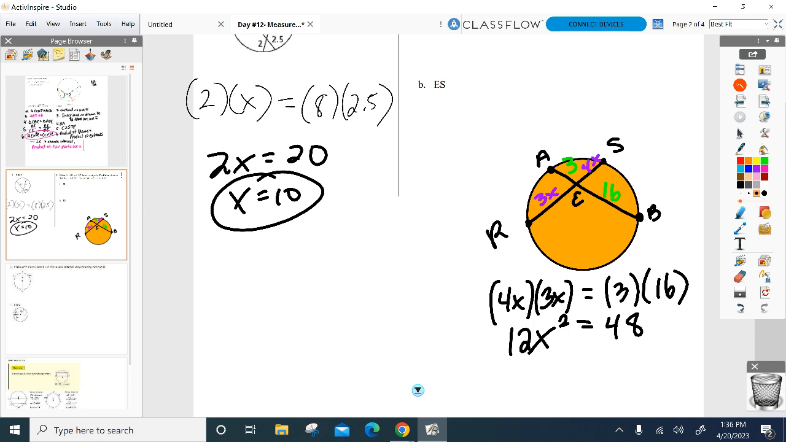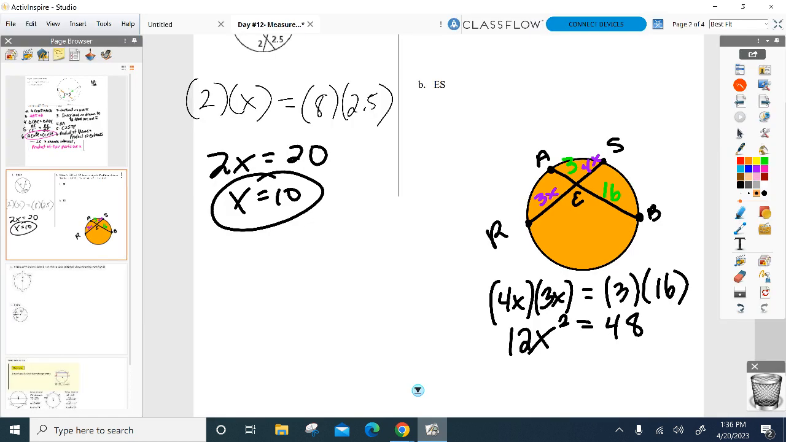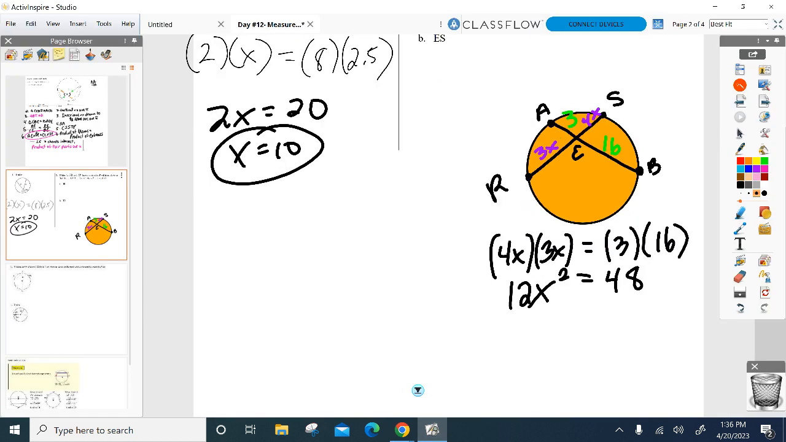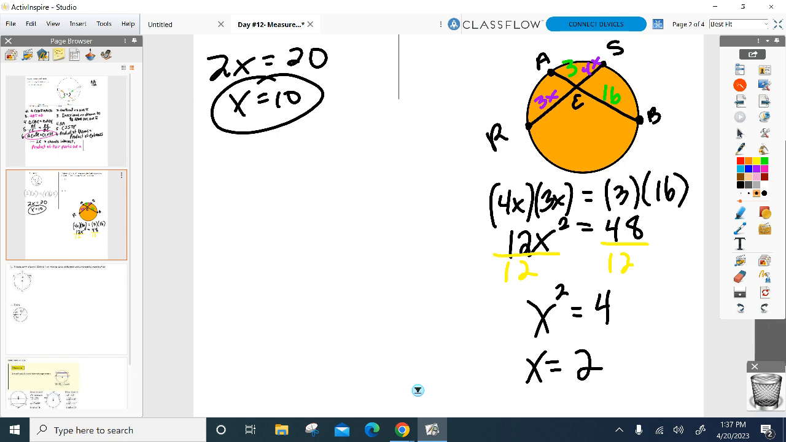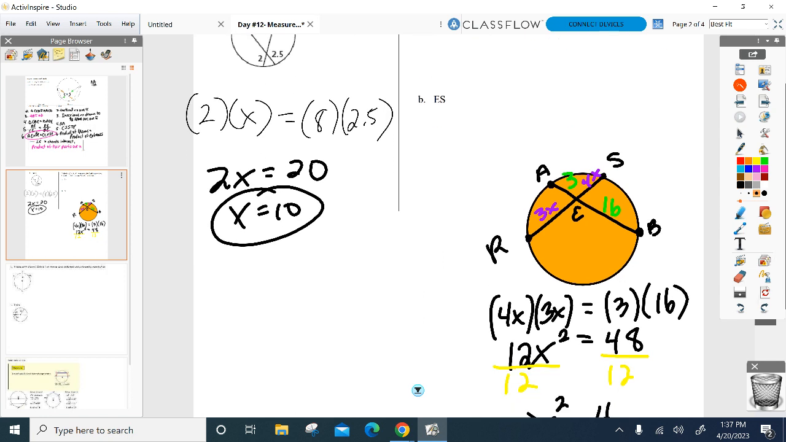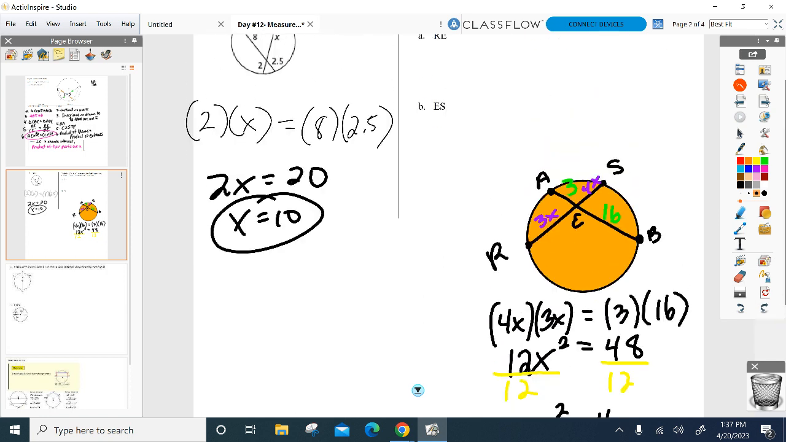So can you detach the 12, please, by dividing by 12? There you go. X squared equals 4. So we get x equals 2, but you didn't answer the problem for me. I didn't care about x. I was looking for the lengths of RE and ES. So take your 2, substitute back in.